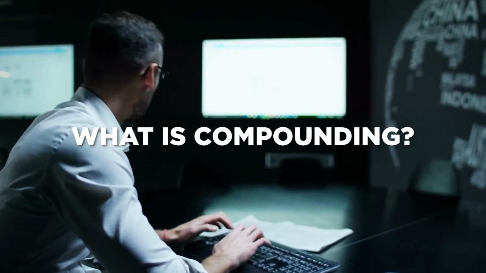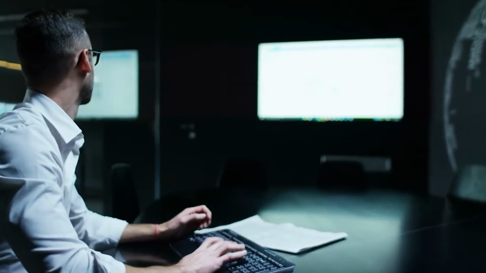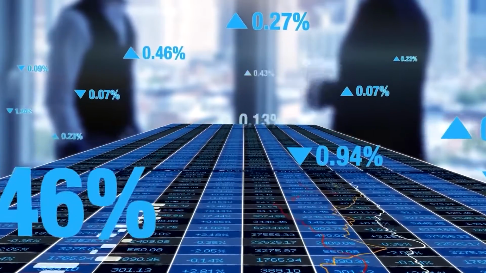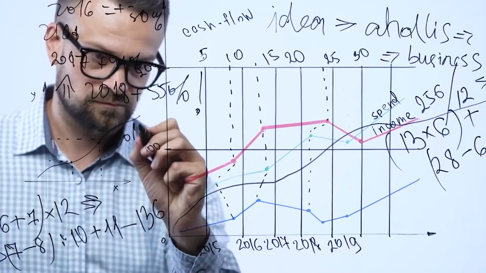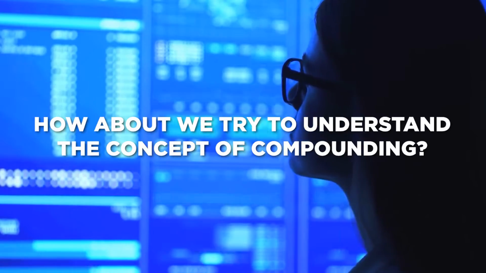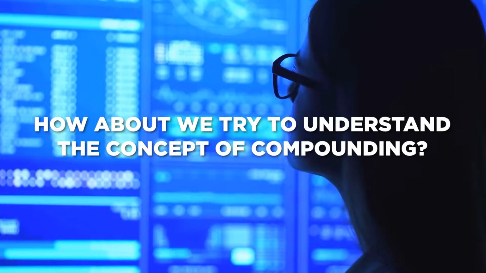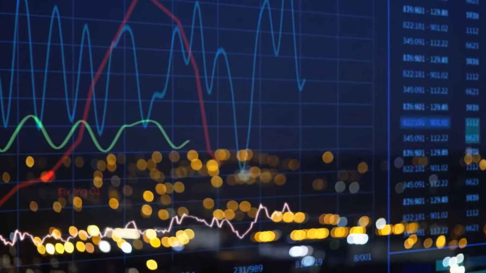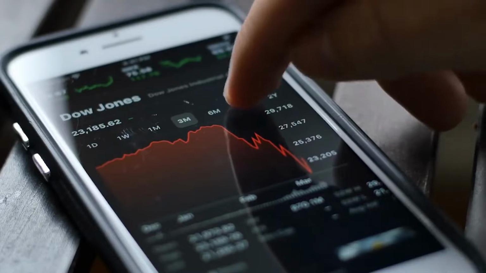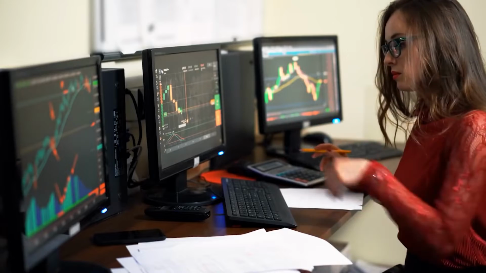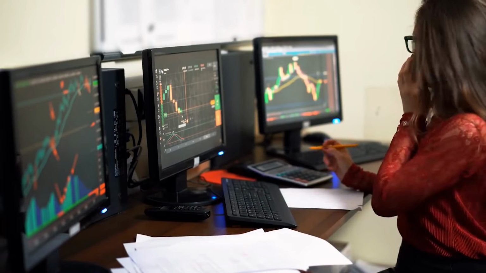What is compounding? It is the process by which earnings generated from an asset's interest or capital gains are reinvested for additional earnings over some time. Simply put, it is the process by which you earn interest over an interest you already earned. How about we try to understand the concept of compounding? Basically, compounding is the increasing value of a particular asset due to the interest earned on both the principal and the interest earned. Compounding works with the time value of money concept, and this explains compound interest.